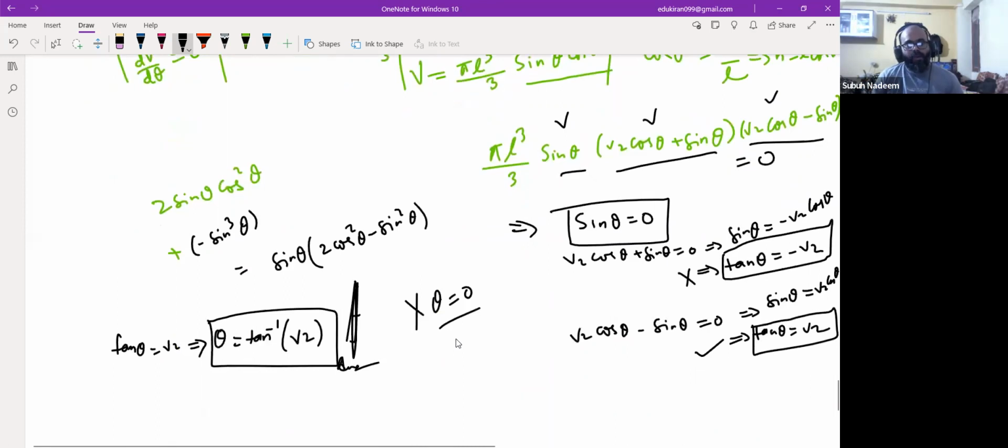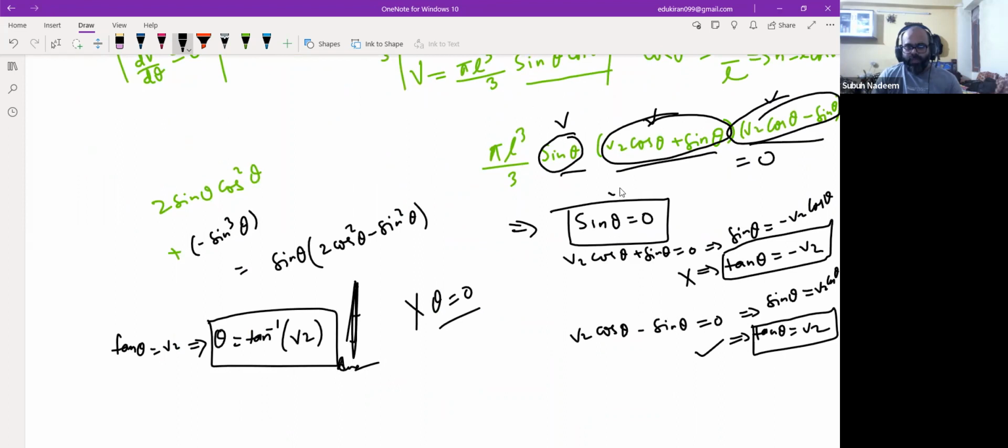Is it okay? We have taken these three factors, one factor each, and equated them to 0. Sine theta 0, this one 0, this one 0. When you take sine theta 0, you get theta equal to 0. So that means this cone has semi-vertical angle 0. This will be a straight line, so a cone is not possible in this case. Is it okay? Yes, sir.